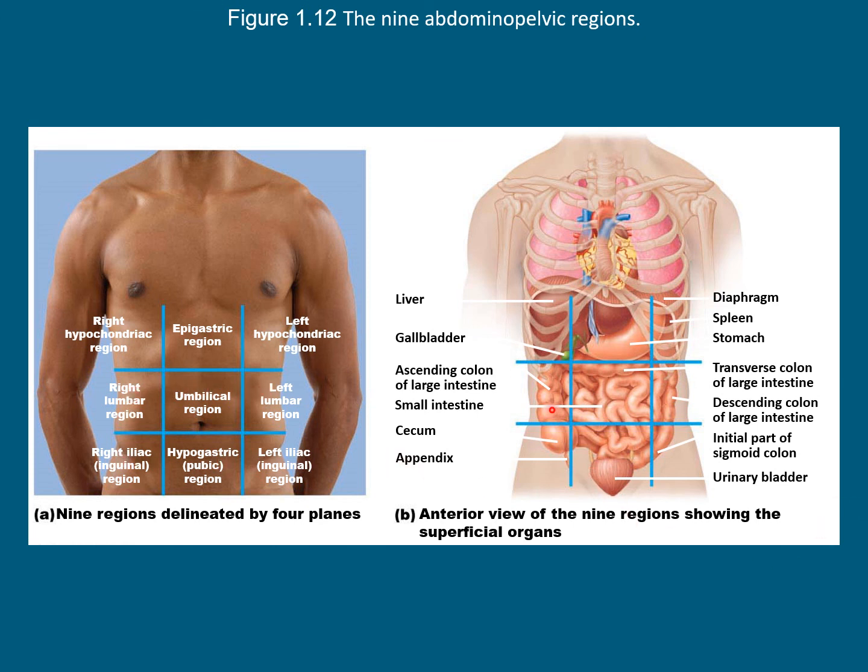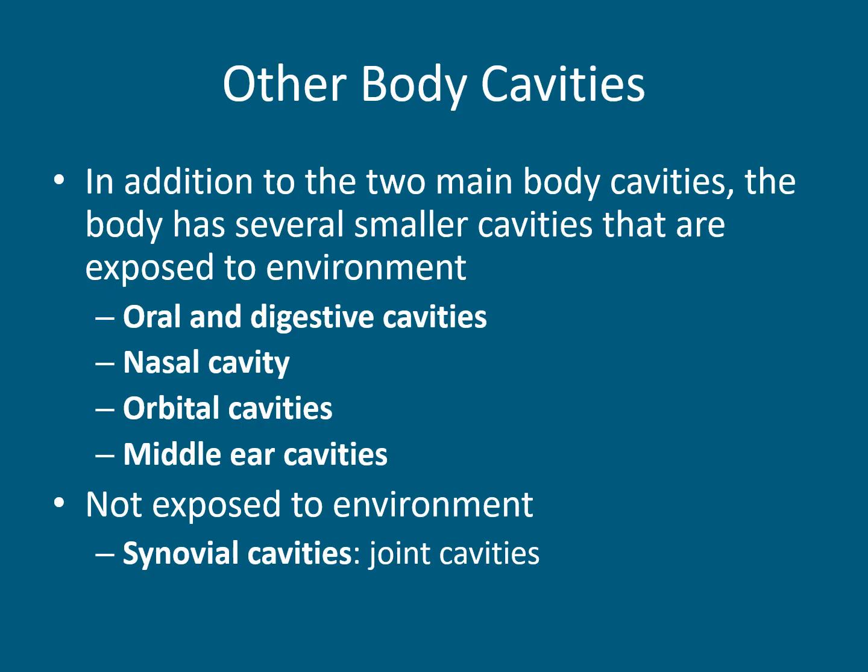This can further narrow things down. Say somebody is going, okay, it's in the right hypochondriac area. You might want to start thinking about, is it a gallbladder issue? It wouldn't be the appendix because the appendix is way down here. So it helps you narrow down the possibilities of what is going on with your patient.